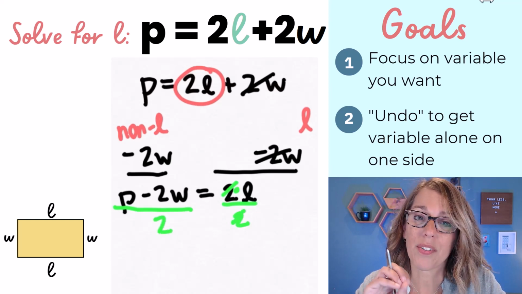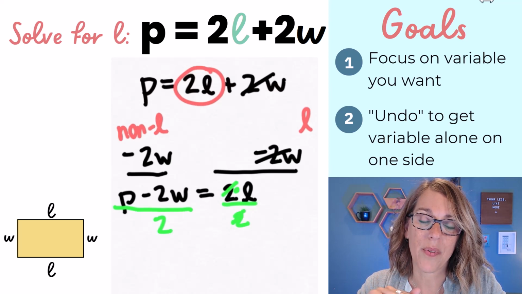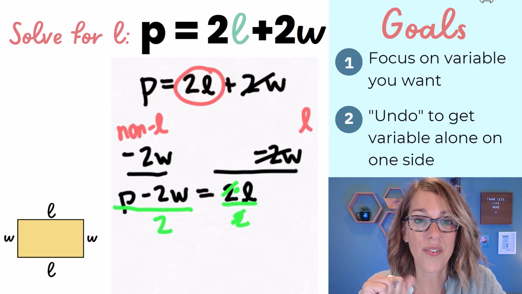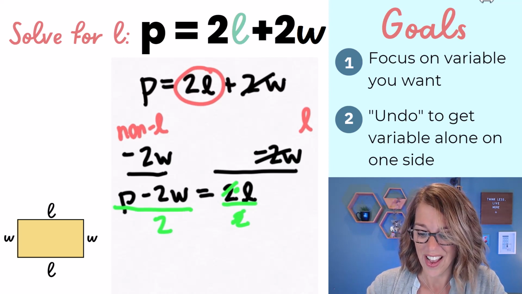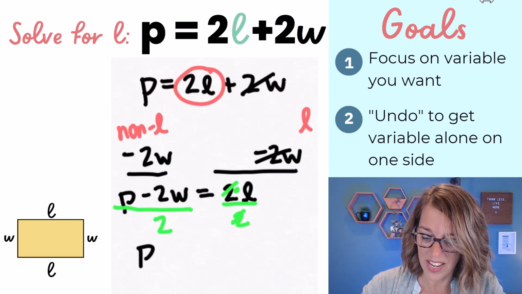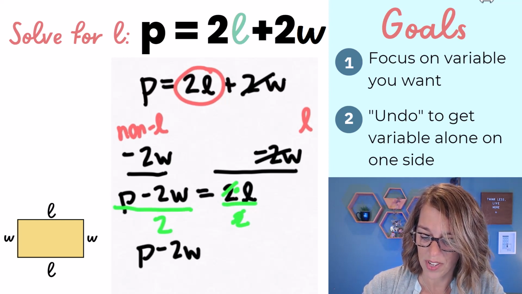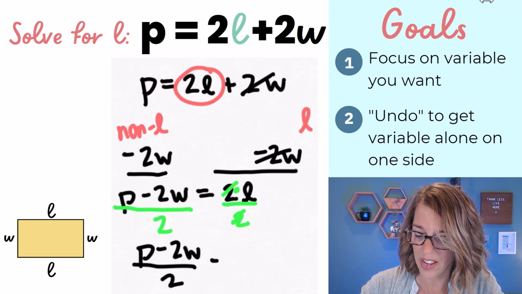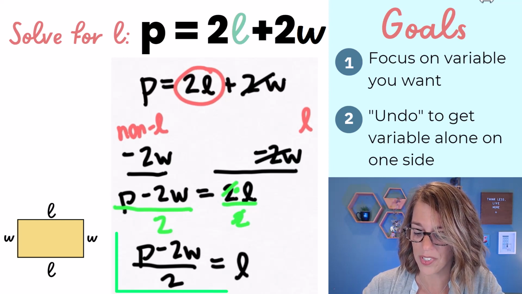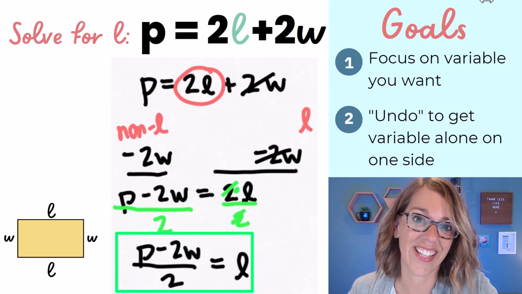Now we're following steps that are really similar to our multi-step equations. Take a look down below for a link to my video. I think we've got it. So we've got P minus 2W all divided by 2, and all we've got left on the other side is what we were solving for, and that is L.